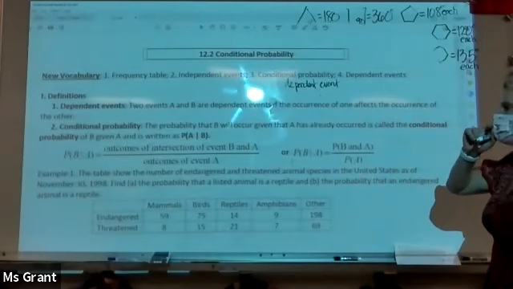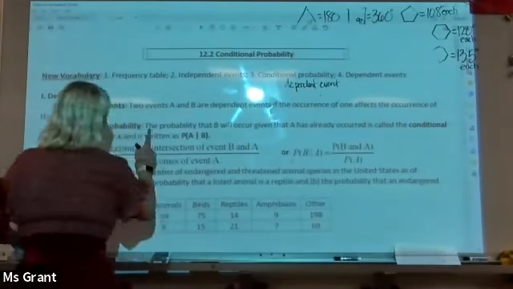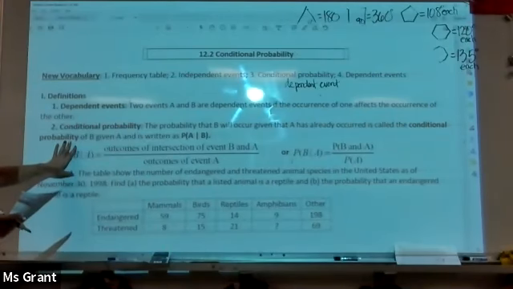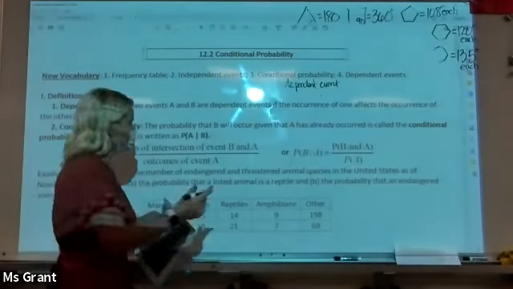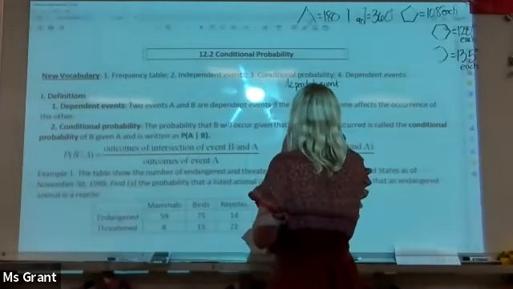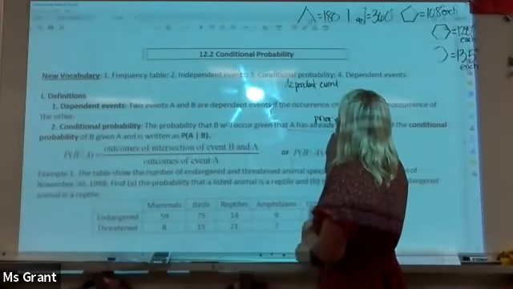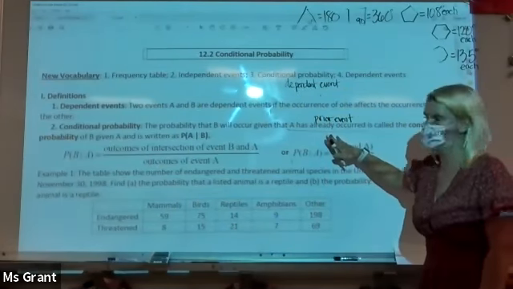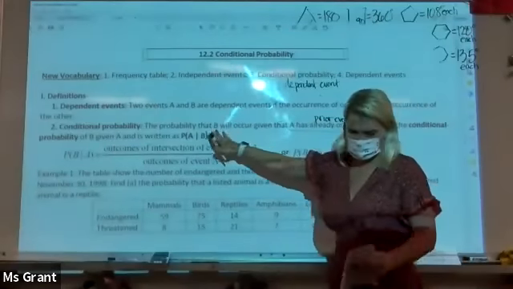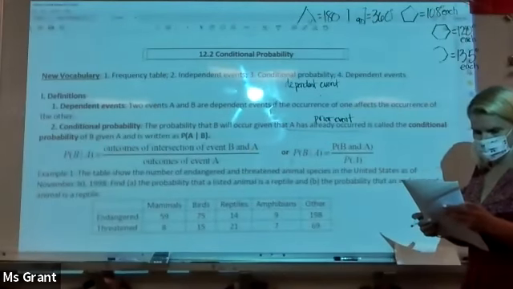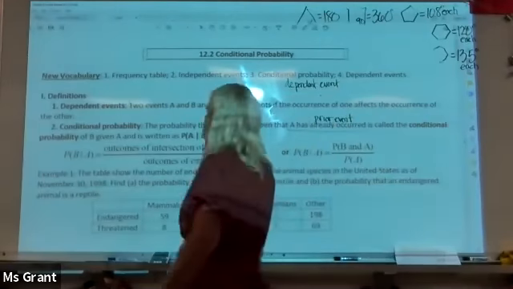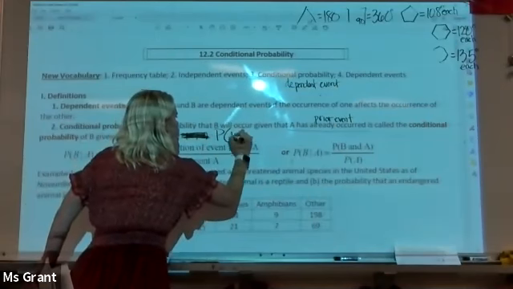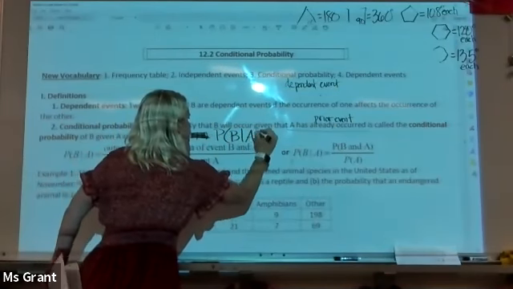For conditional probability, it's the probability that B will occur, given that A has already occurred. A has already occurred. This is my prior event. It happened first. A occurs first, and then B happens. That's called a conditional probability. And in notes, it's actually written like this.